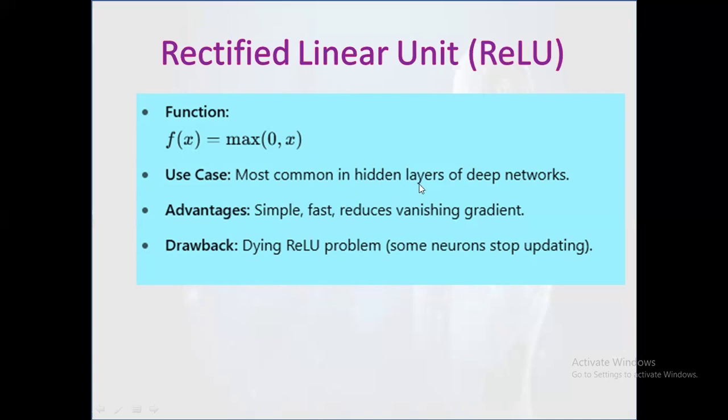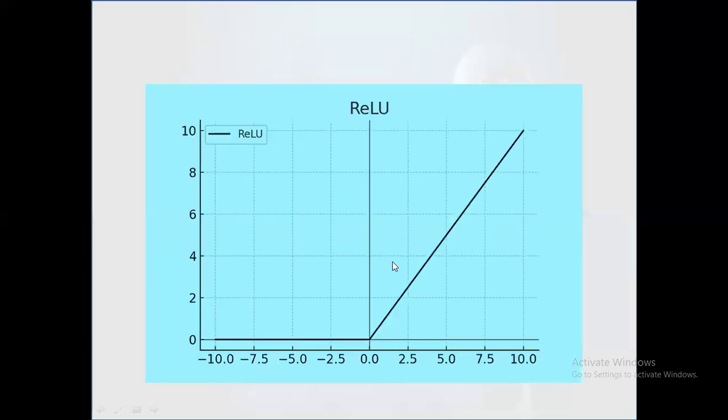Most commonly we use it in the hidden layers of deep networks. The advantages of using the ReLU function are that it is simple, fast, and reduces the vanishing gradient. Even though it has many advantages, it has drawbacks also. Dying ReLU problem: some neurons stop updating. So this is the graph of the ReLU function.